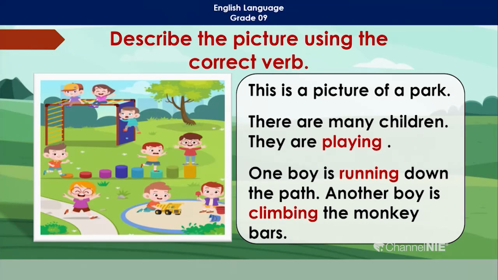All right, so this is a picture of a park. There are many children. What are they doing? They are playing. One boy is running round the path. Another boy is climbing the monkey bars. Okay. Right.